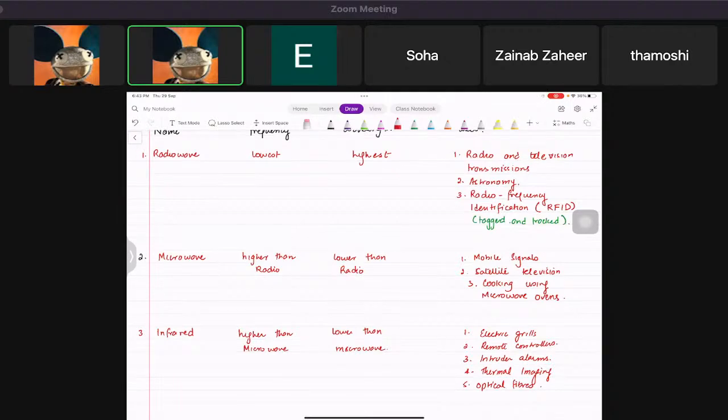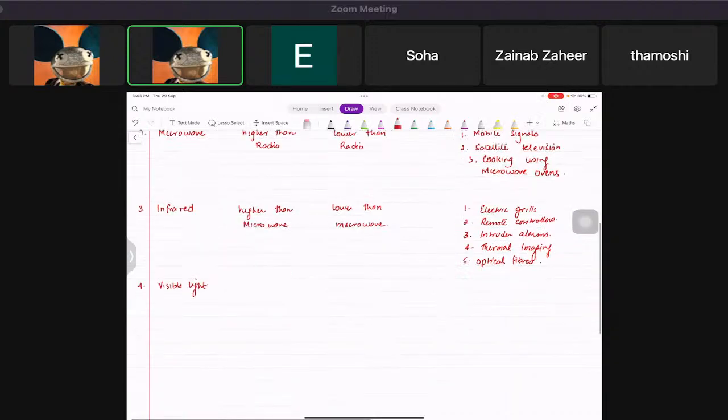Okay, the next thing we're going to look at is the next wave, which is called visible light. Let's put a 4. Visible light has higher frequency than infrared and lower wavelength than infrared.